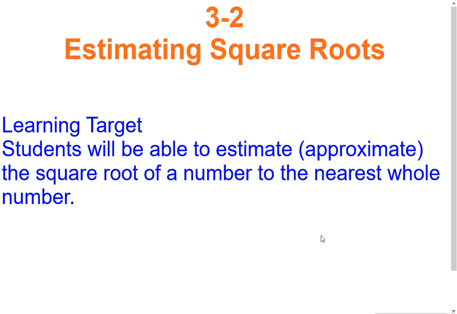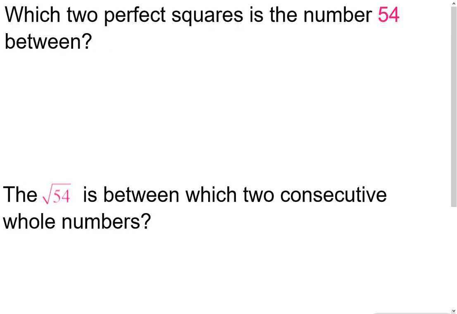Hi, in this lesson, I'm going to show you how to approximate square roots to the nearest whole number. And to do that, I have three steps here. The first thing is I'm going to look at a number like 54, and I want to look at which two perfect squares the number 54 is between.